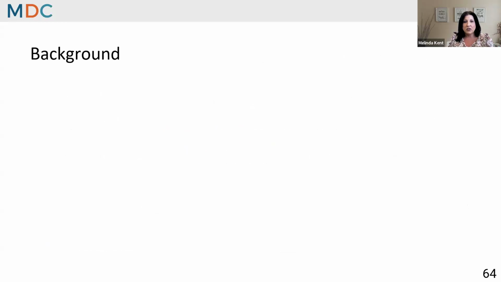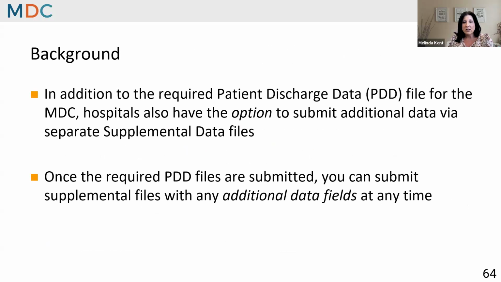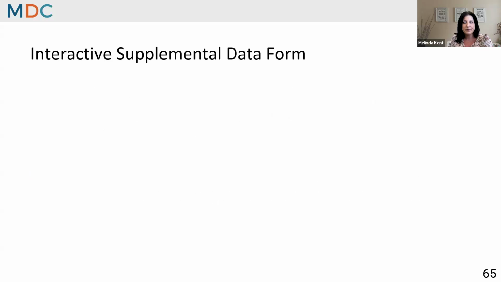For submitting supplemental data to the MDC, we're going to discuss a background real quick, and then we're going to get into the steps. So in addition to the required patient discharge data file for the MDC, hospitals also have the option to submit additional data via separate supplemental data files. So these are optional. Once the required PDD files are submitted, you can then submit supplemental files with any additional data fields at any time. So once the PDD is in, you can do it that day, you can do it a week later, 6 months later. As long as the data is already in the MDC, you can go in and you can submit that data.